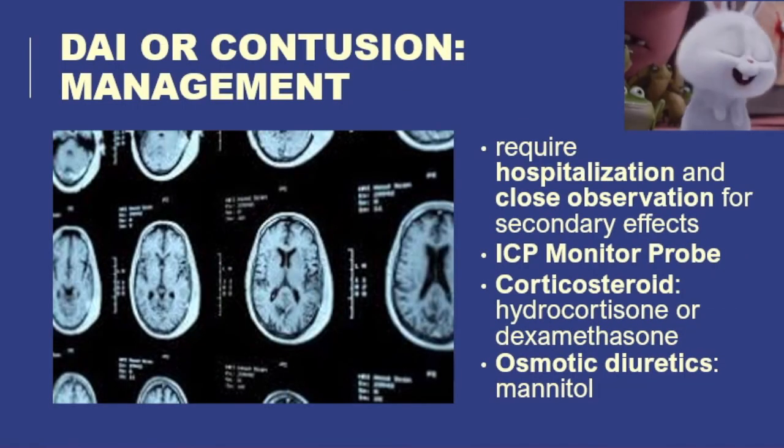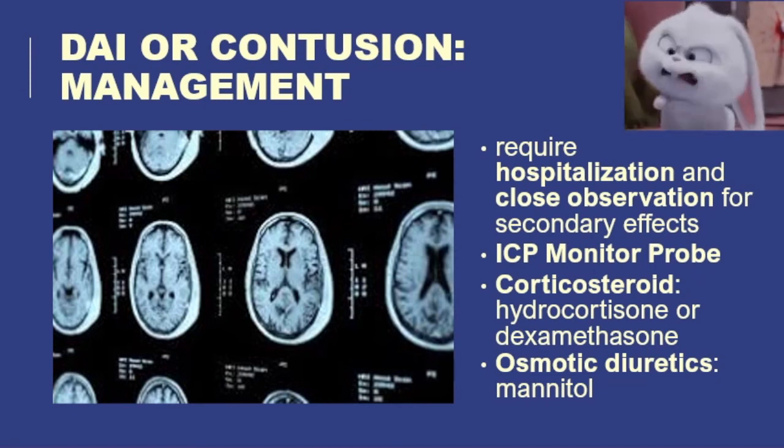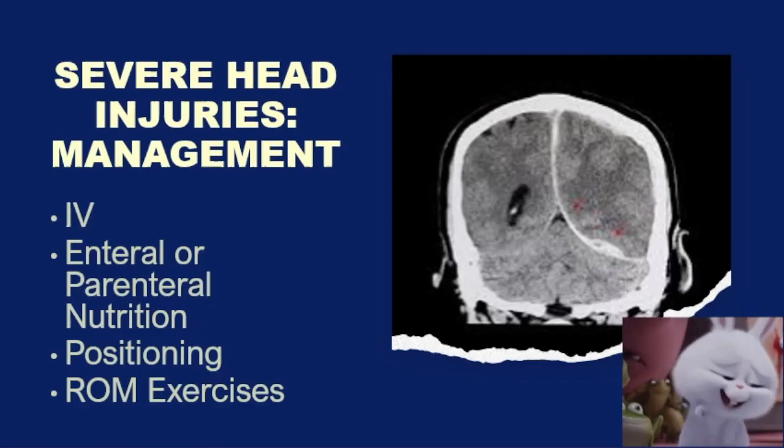Then, for your DAI or contusion, that would require hospitalization and close observation for secondary effects. They would usually insert an ICP monitor probe, of course, for the purpose of measuring your intracranial pressure. Then we give your steroids. The purpose of your steroids is to decrease cerebral edema. And then, class, we also give osmotic diuretics. The purpose of your osmotic diuretic is to pull the fluid from inside the brain towards the intravascular space. Then, for severe head injuries, the management will be, of course, IV.